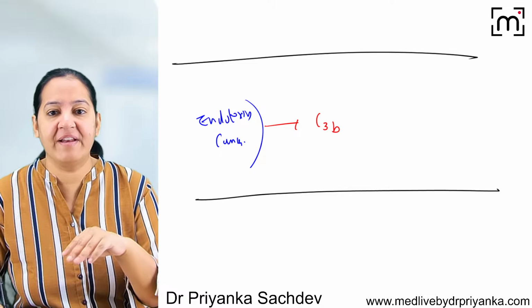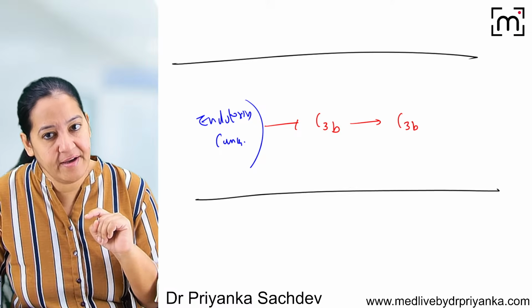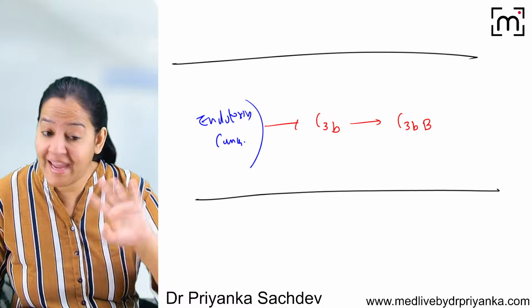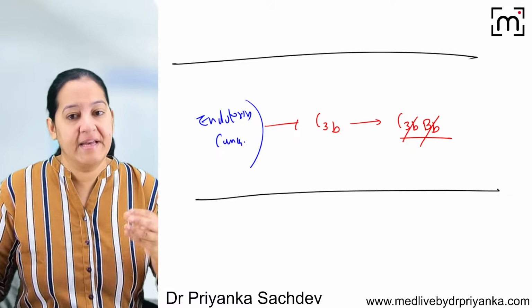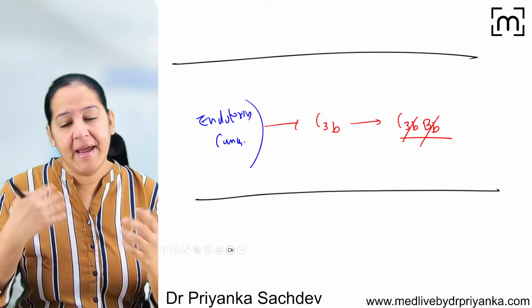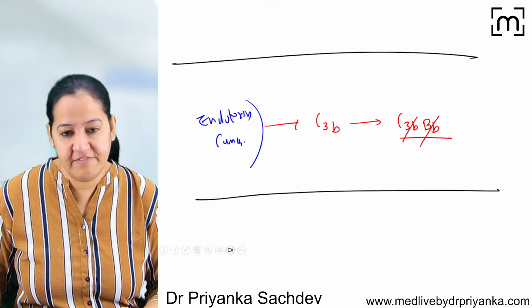Now the next complement that will get activated after C3B is factor B. So C3B is already there. It will activate factor B. Not BA, BB. They will bind together. C3B and BB will bind together. How many of you got it? It's C3B and BB. They will bind together.